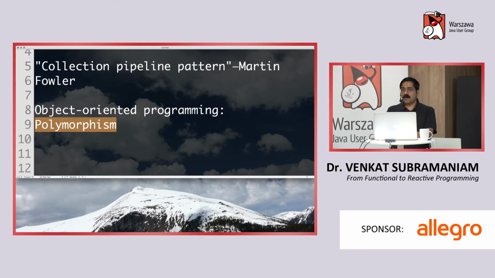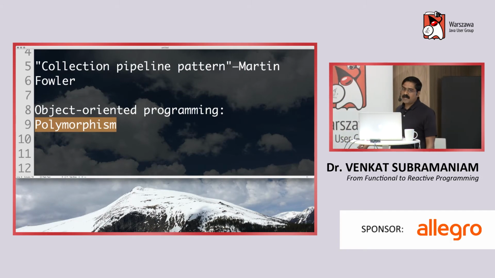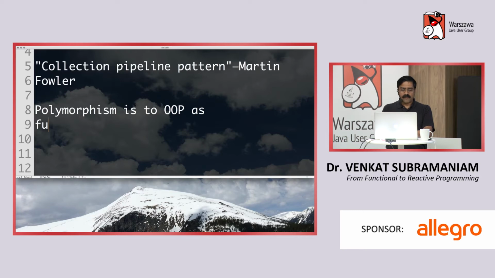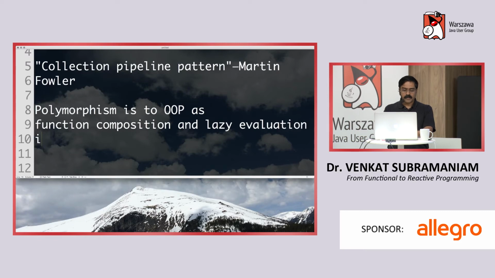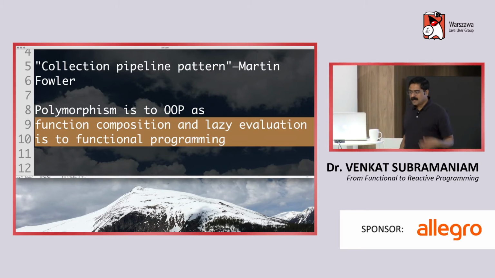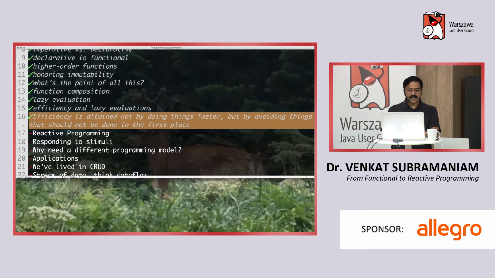Well, what it leaves behind is polymorphism. Polymorphism is the most important feature of object-oriented programming because polymorphism gives us extensibility. And without extensibility, there's really no reason to be doing object-oriented programming. So polymorphism is to object-oriented programming, and in a way, as function composition and lazy evaluation is to functional programming. So the real charm of functional programming really is that function composition and lazy evaluation. That's what we really are after, and that's what gives us efficiency.